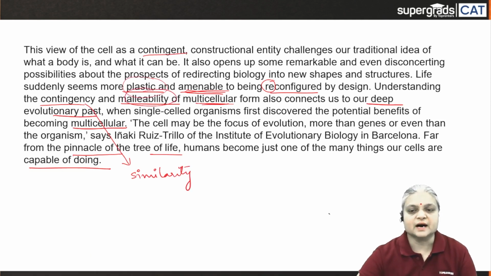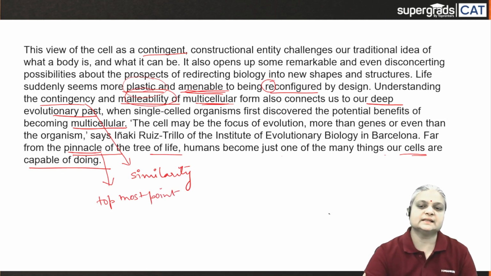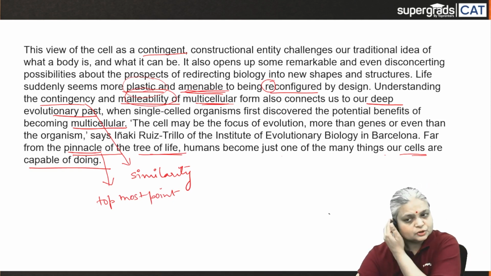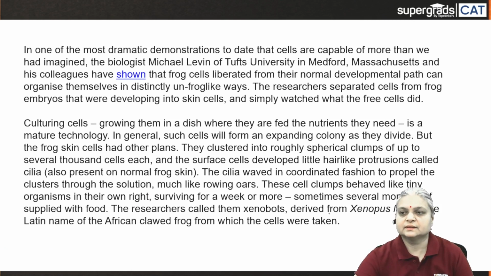Now it says, far from the pinnacle of the tree of life, humans become just one of many things our cells are capable of doing. So what does pinnacle mean? Topmost point, highest point. Okay? That is pinnacle. So if we talk about the highest point of the tree of life, there you will find human beings. That cells are capable of more than we had imagined. See, repetitively he is saying that cells are capable of more than we can imagine.